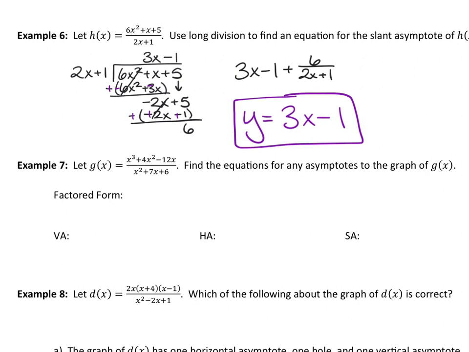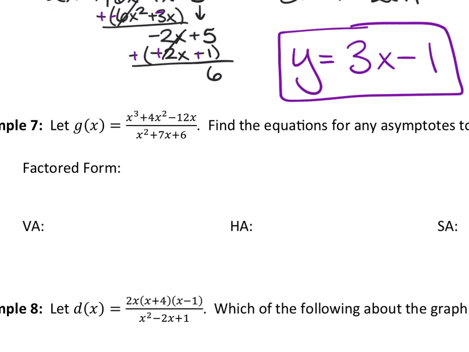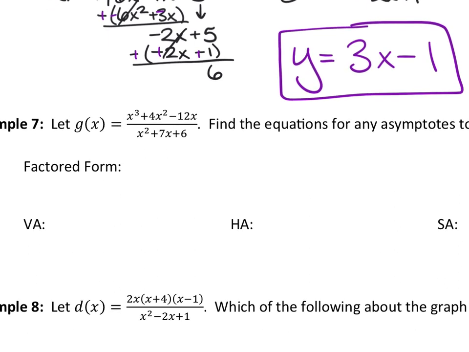For example 7, it says let g of x equal to this rational function. Find the equation for any asymptotes of the graph of g of x. Okay, so first things first, let's just see if there are easy asymptotes here and that we can just find vertical asymptotes. But immediately I see that it is bigger on top by 1. So that means we're going to have to do some long division.